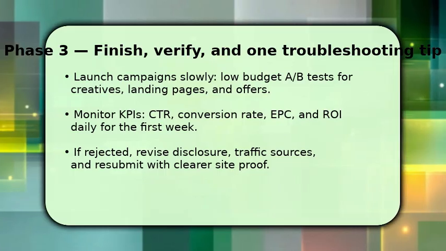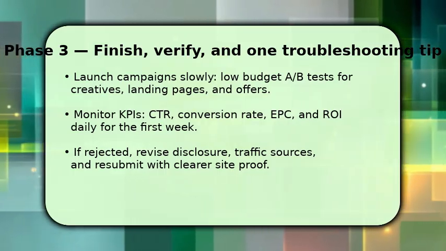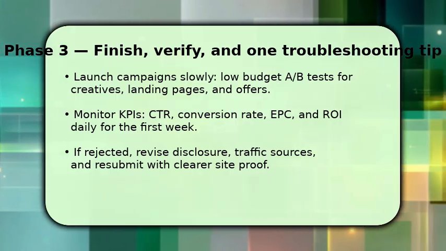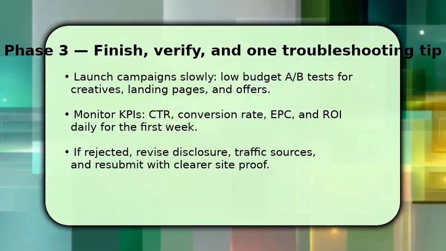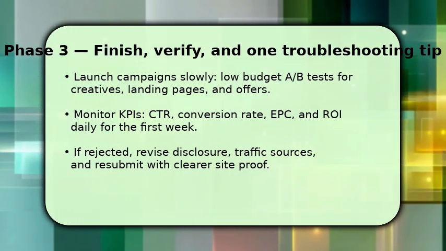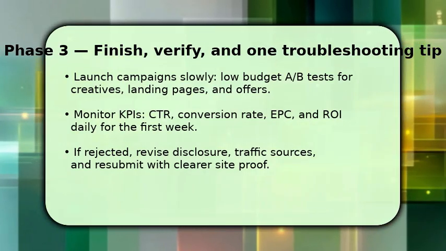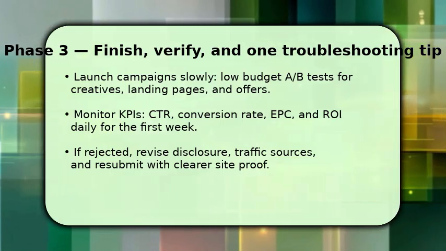Make sure payouts are enabled and your reporting dashboard matches network stats so you can reconcile. If an application or conversion is flagged, the key troubleshooting tip is to update disclosure language, show stronger site proof, and remove questionable traffic sources. Then resubmit with documented fixes for faster approval.